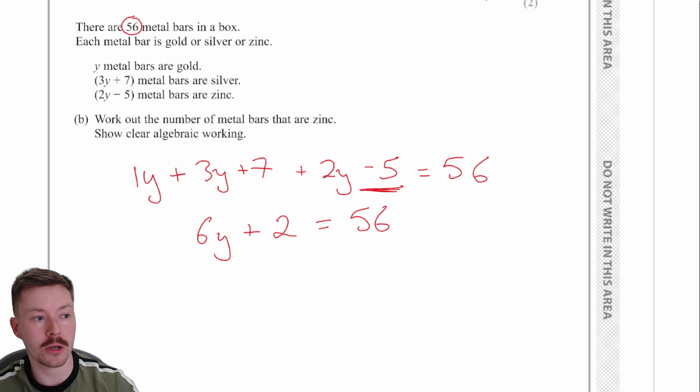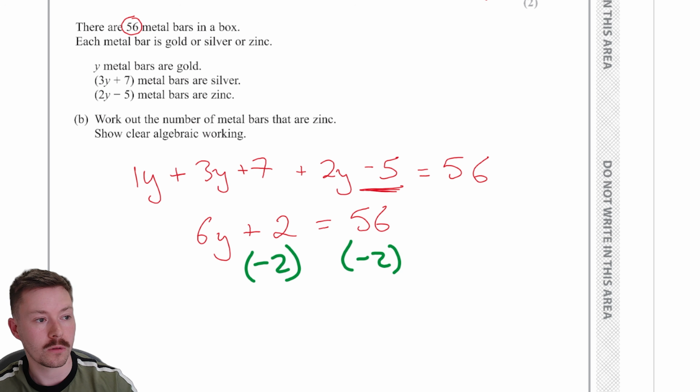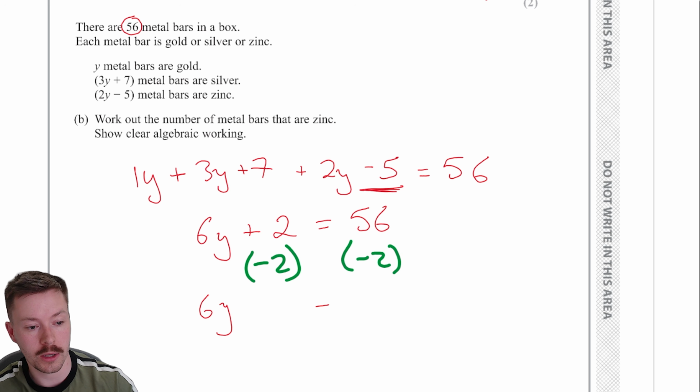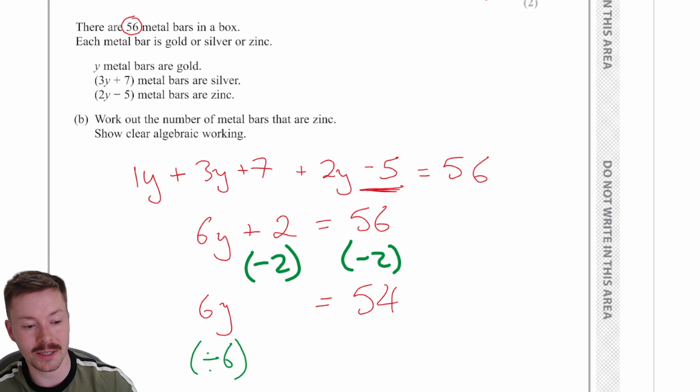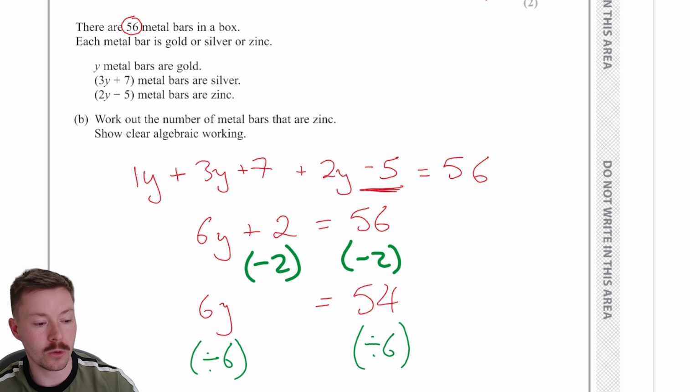Then on both sides of that equation, we are going to subtract 2. Change the size of that. That gives us 6y is equal to 54. Okay, now from there, we are going to divide both sides by 6. And that will give us y is equal to 54 divided by 6, which is 9.